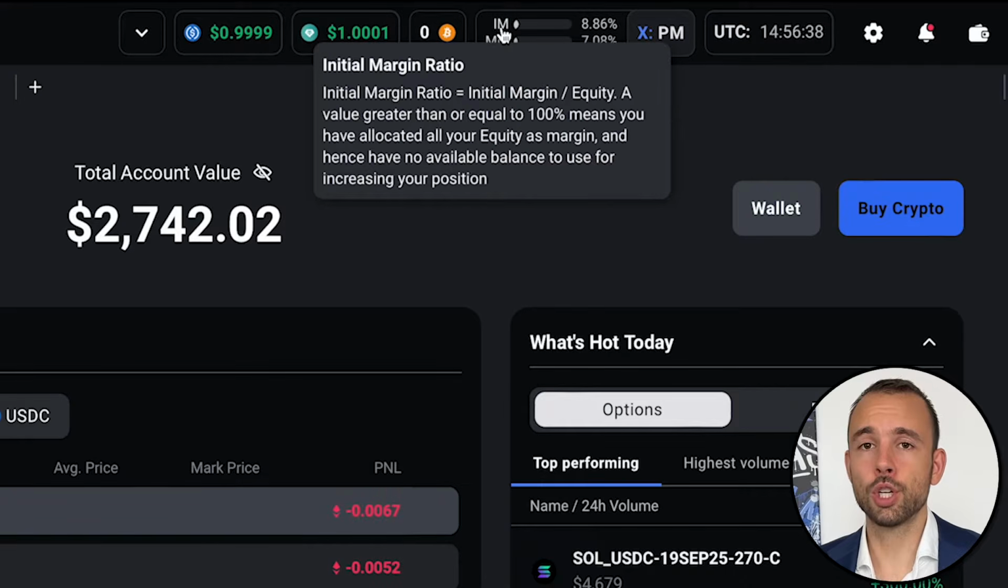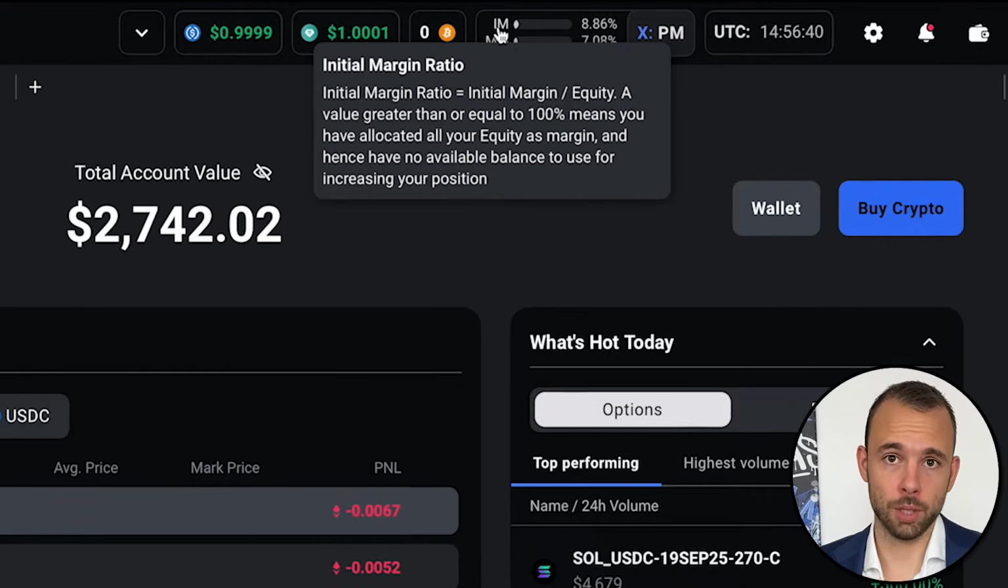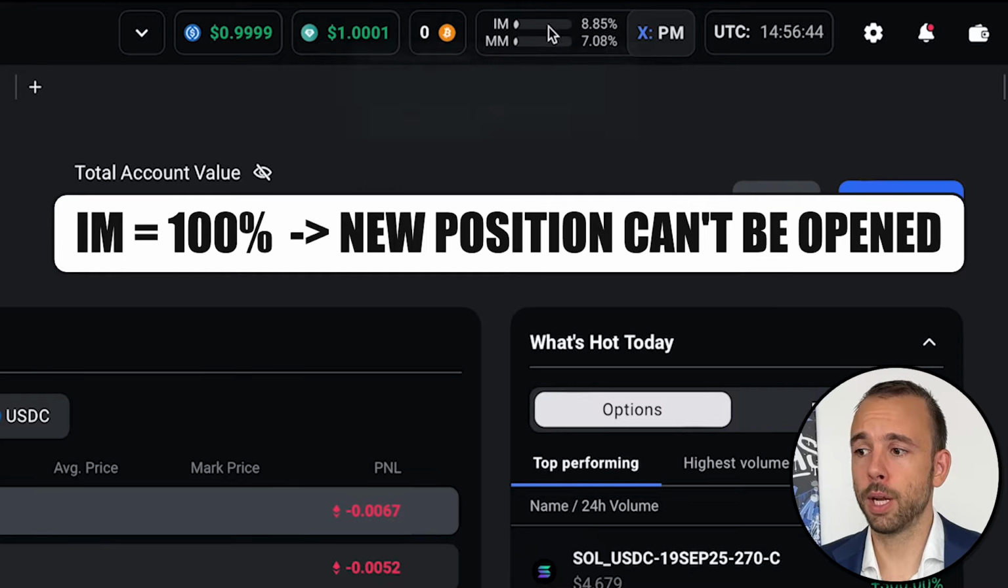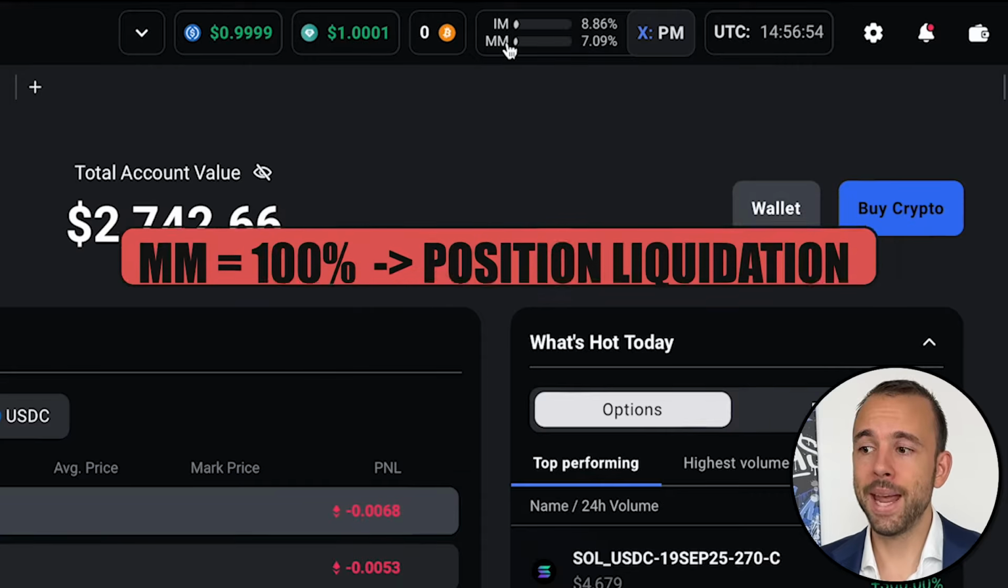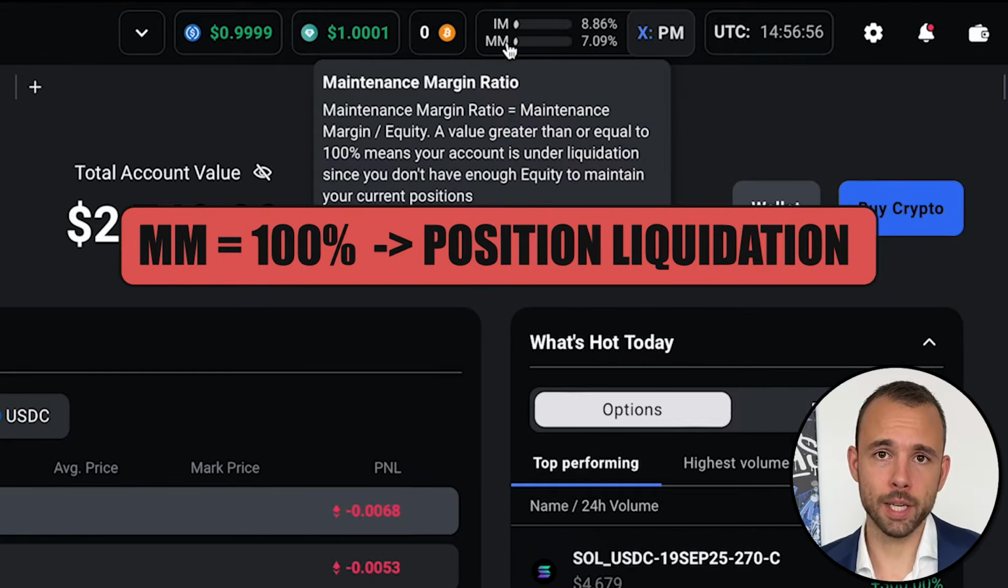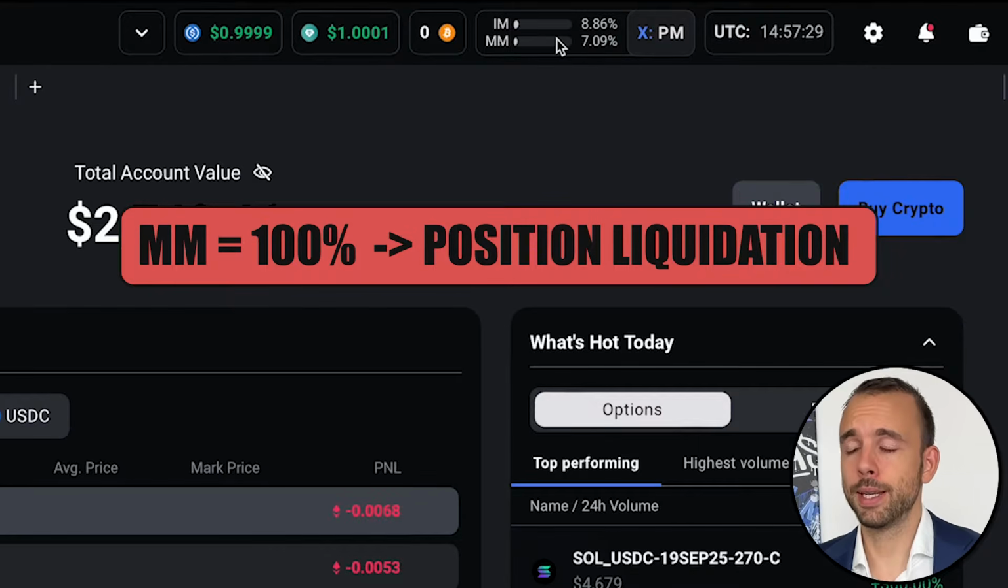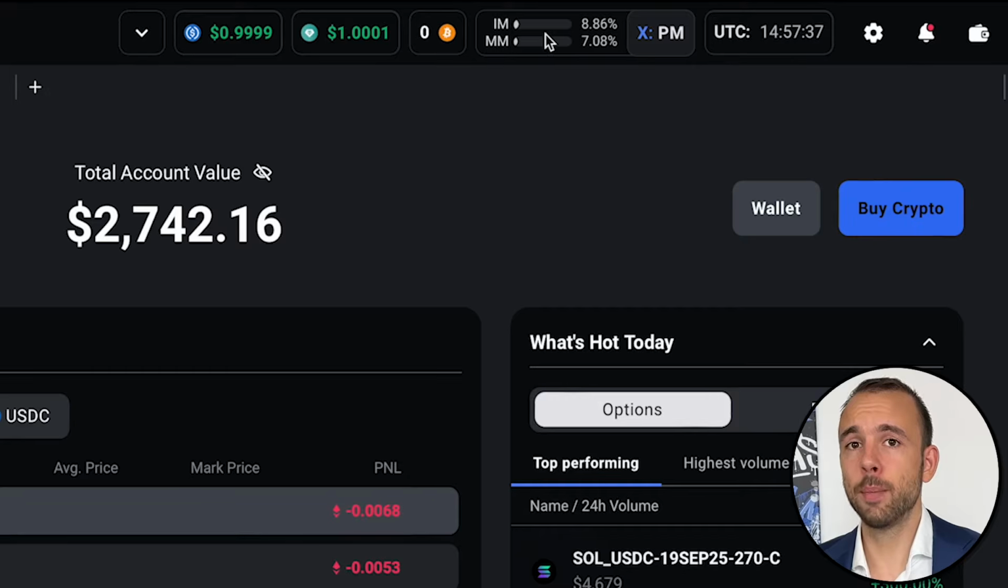Initial margin is needed to open a position. That means if initial margin hits 100%, I will not be able to open any new positions. If maintenance margin hits 100%, the liquidation process will begin. That's why it is very important to keep an eye on margin requirements and keep them under control.